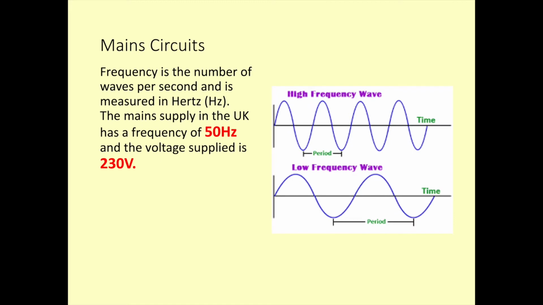In our mains circuits, we have two key variables that we need to learn. Our frequency, which is the number of waves per second, is measured in hertz. We'll look more at that when we do our waves topic. But in terms of our alternating current, the number of alternations is 50 hertz, and the voltage that is supplied by the mains power supply is 230 volts.